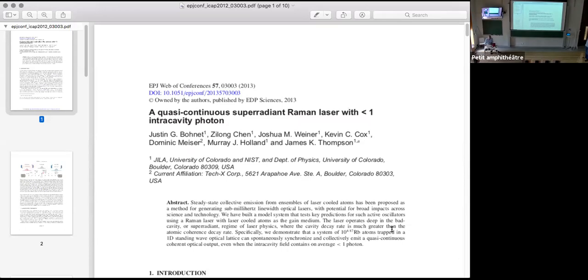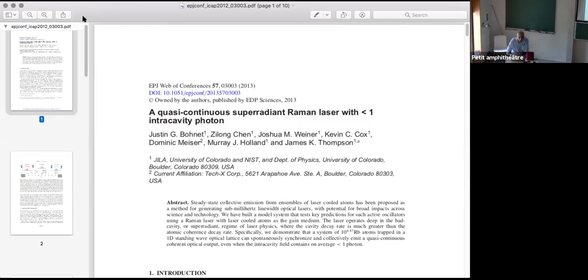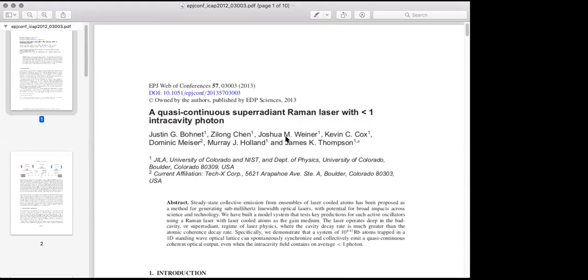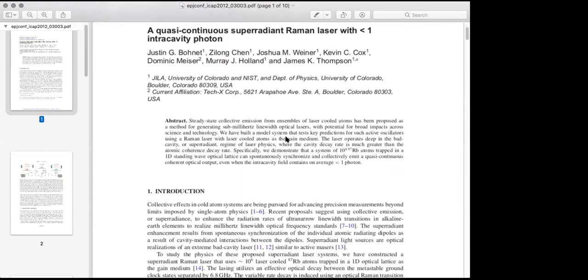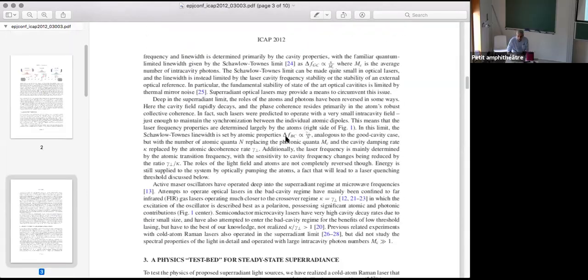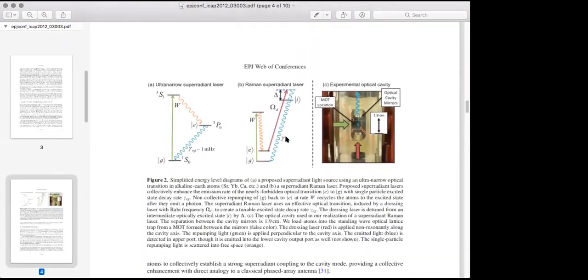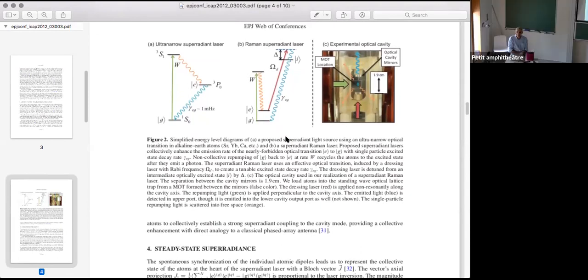I just realized something happened with the reference. So here is actually the paper. Yeah, this is from the Thomson group. And this is, I would say, a proof of principle experiment on rubidium. Yeah, exactly. For sure, very nice. That's actually where you take the photo from. Yeah, exactly.